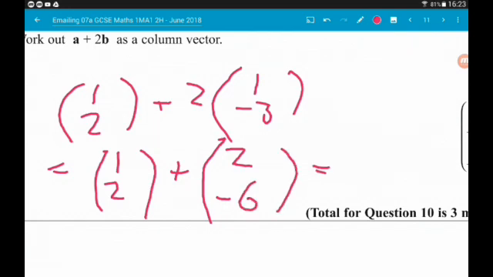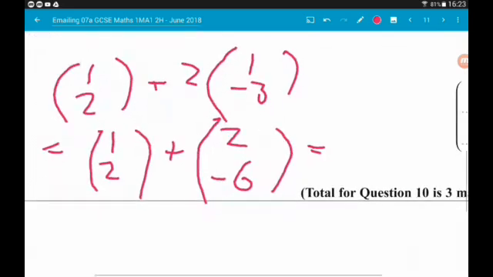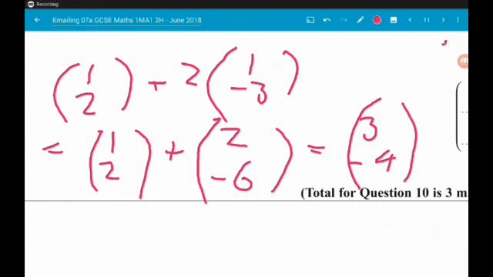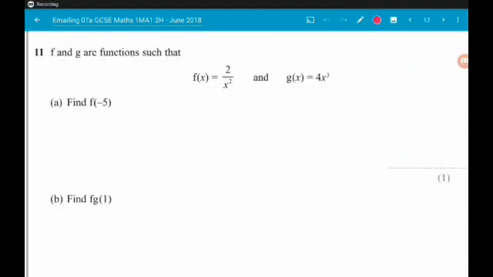So we then just add the corresponding parts of the vectors. So the top number is 1 plus 2, which is 3, and the bottom number is 2 and minus 6, which is minus 4. I'll put my column vector video down below if you need any more help with these type of problems. In 11 we got some functions fun, so I'll put my functions playlist down below.